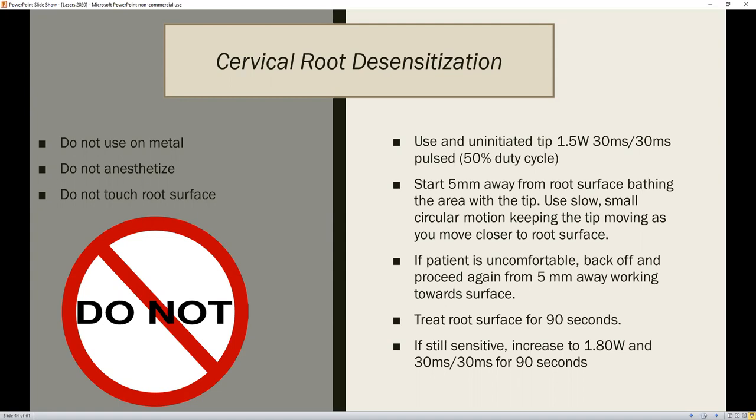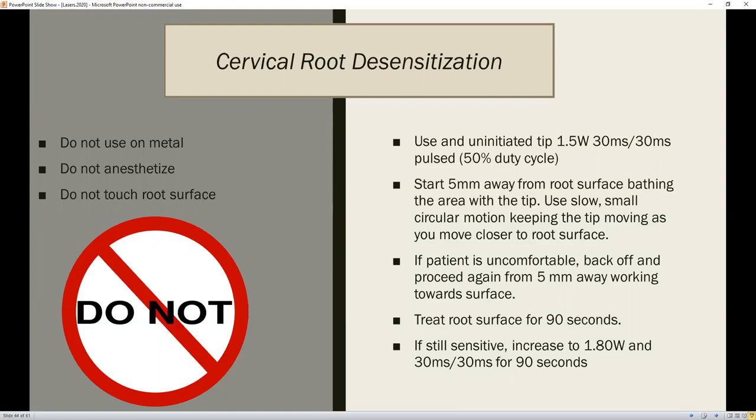So you use an uninitiated tip at 1.5 watts for 30 seconds, on a pulse. All right, 50% duty. So it's on half the time and off half the time. So it's buzz, off, buzz, off, buzz, off, very rapidly like that. It's not a continuous pulse.